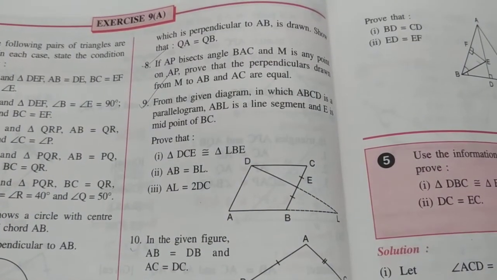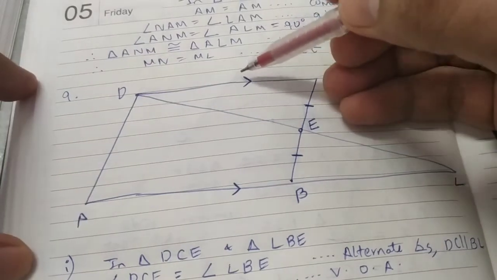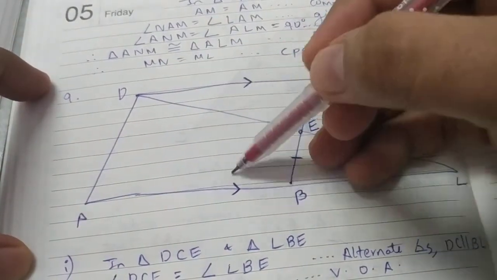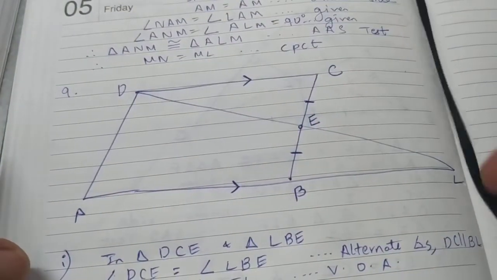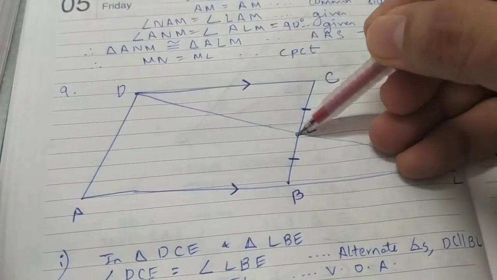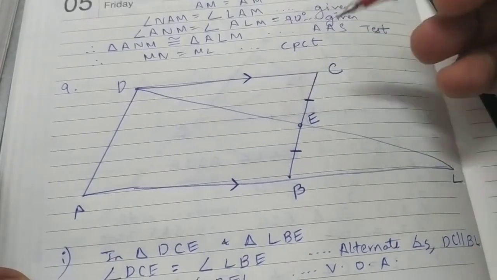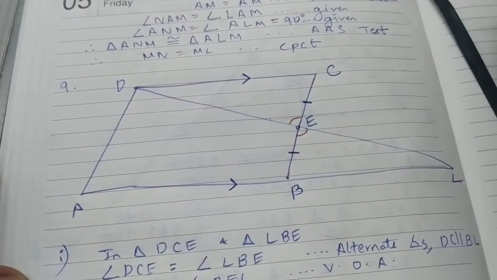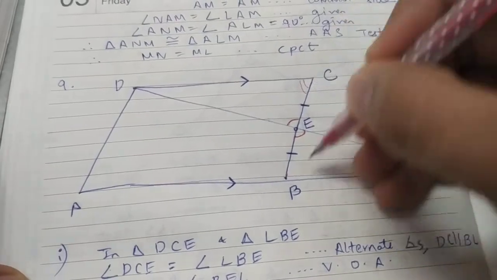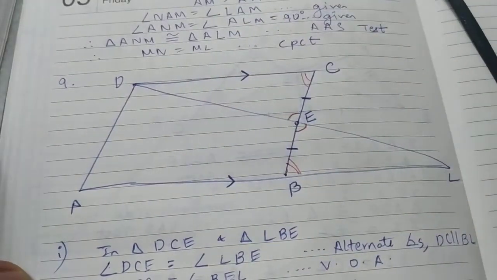Next, the ninth sum. Read the question very carefully. Let me explain this. Now, it's a parallelogram. That means this side is parallel to this side, and of course they are equal. That is true for AD and BC also, but that's not relevant for this sum. It's also given that E is the midpoint here of BC. First, they've asked us to prove these two triangles congruent. So I got side equal to side. I got angle equal to angle, vertically opposite angle. And also this angle is equal to this angle, alternate angles, because this DC is parallel to AL or BL.